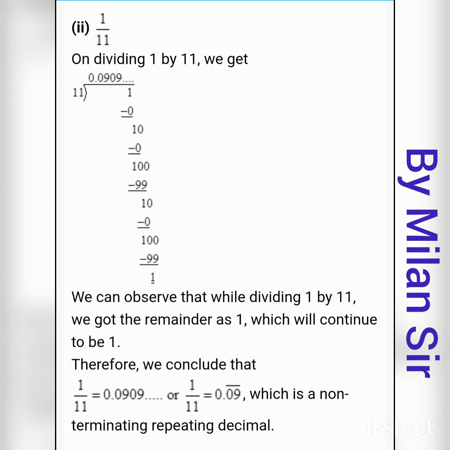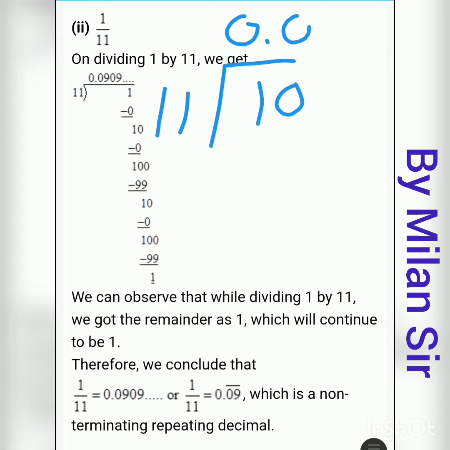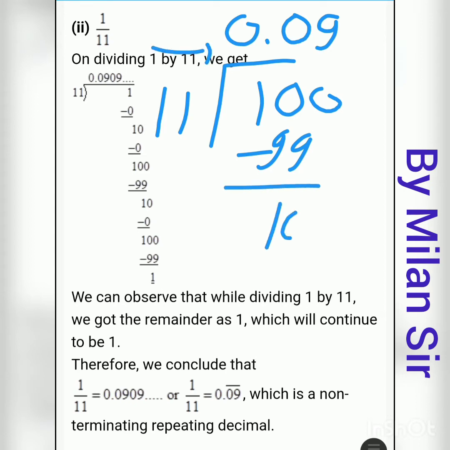Then number 2, it is 1 upon 11. Now 1 divided by 11, so here we need to do the division process. We cannot divide 1 by 11, so first of all we put a decimal point, so 0 point. Now we get 10, but we cannot divide 10 by 11, so we put 0 after 10 and it becomes 100. Now 11 nines are 99, and 1 is remaining.